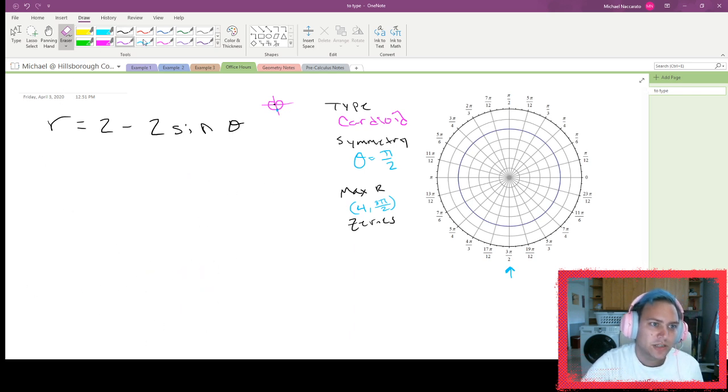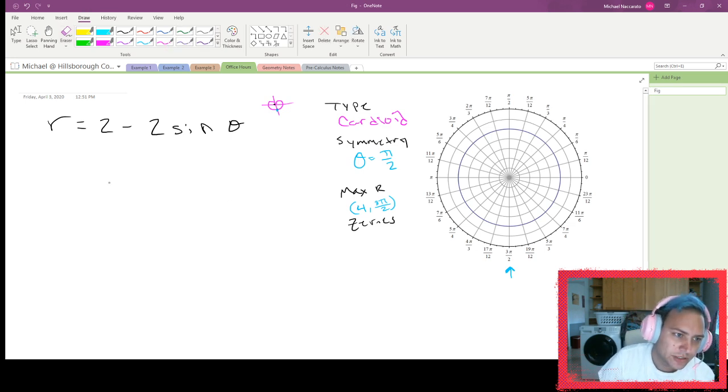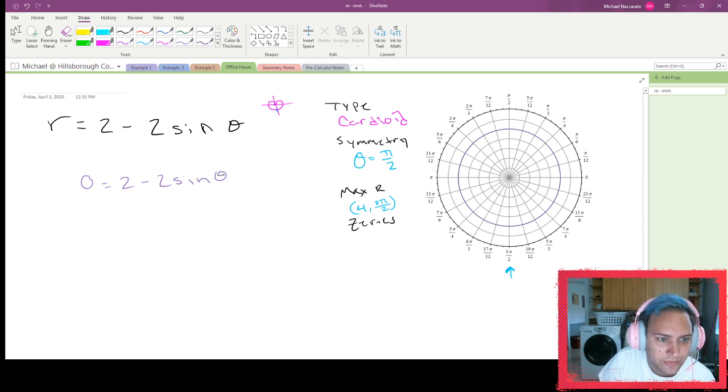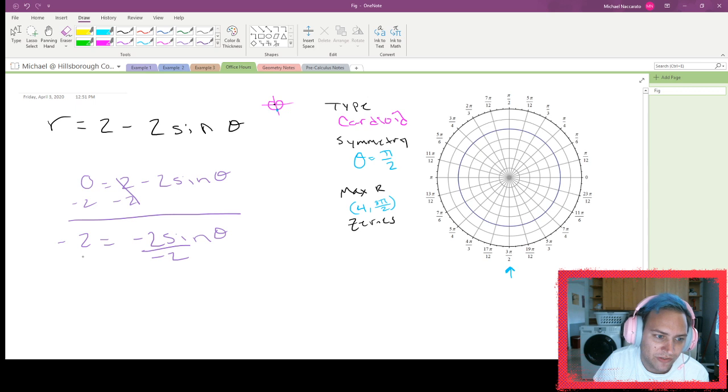Okay, so I'm going to take this equation and set it equal to 0. So it's going to become 0 equals 2 minus 2 sine of theta. I'll subtract 2 first, to get rid of that plus 2 at the beginning. Now I have -2 sine of theta is equal to -2. We'll divide by -2, and that cancels out. -2 divided by -2 is +1, so +1 equals sine of theta.